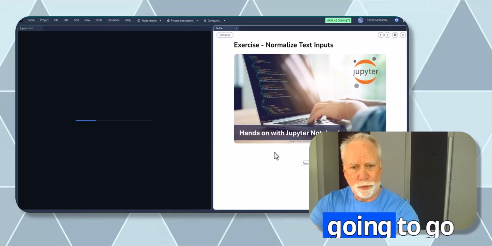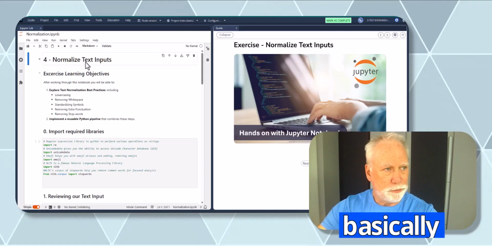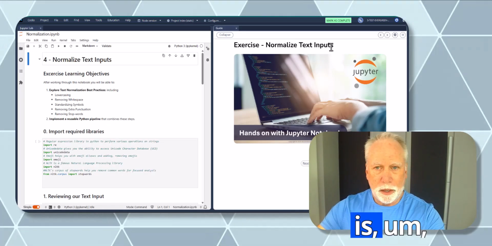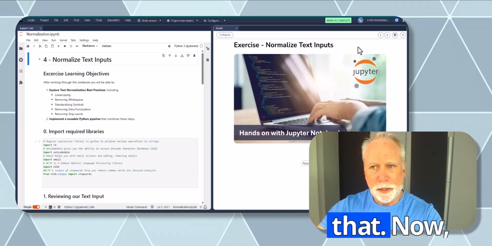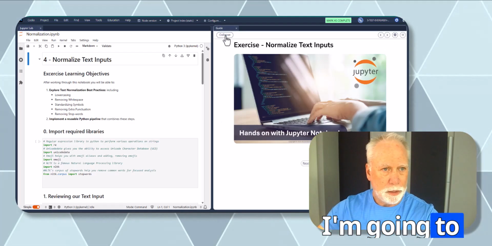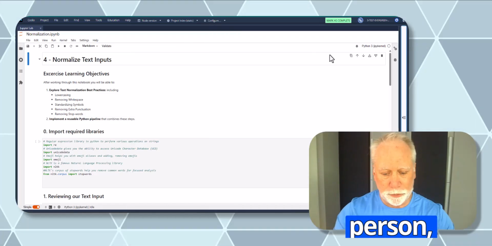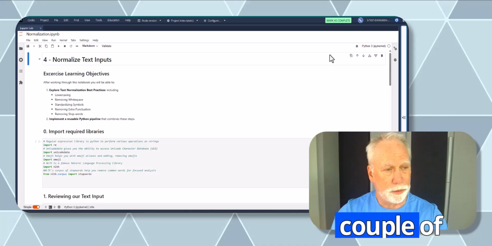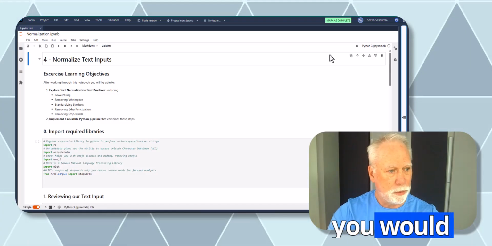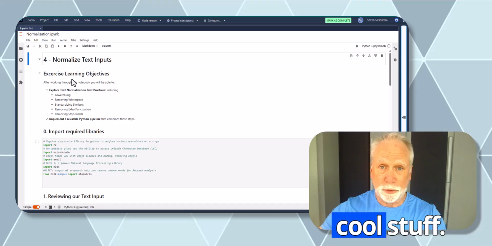All right, so now we're going to go into our first notebook, and I'm going to walk you through this. And basically, what we're going to do is normalize the text. Now, in the class, when we do this in person, you would pair with a couple of other developers or by yourself, and you would walk through this notebook and learn some really cool stuff.